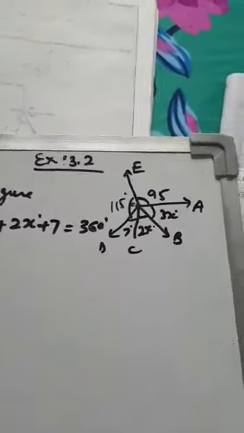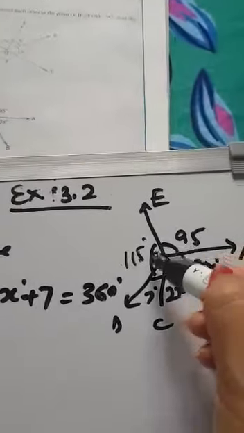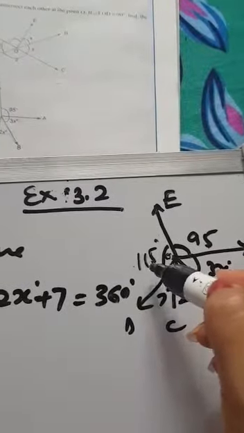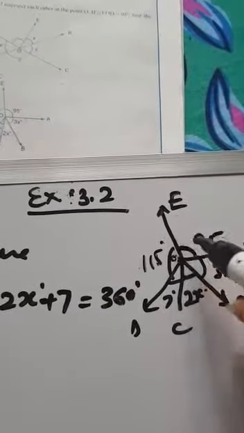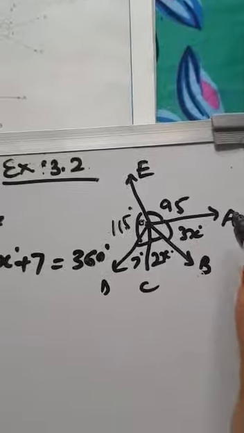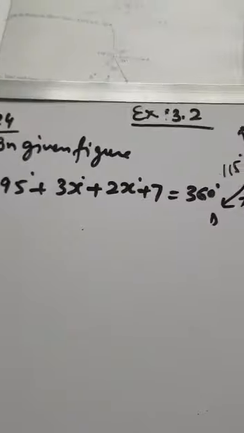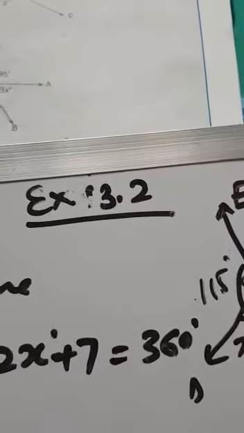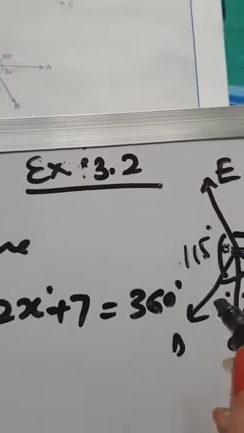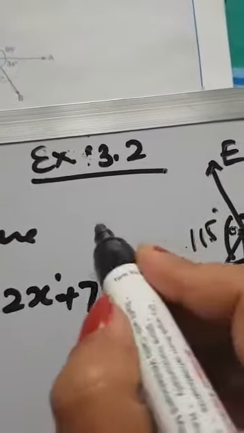Can you see why I have written 360 degree? Because they are making a complete angle. I have started from here. You can write DOE plus EOA plus AOB plus BOC. You can write like this also. I have not written it because I have written it in all the previous sums. So the reason is complete angle.